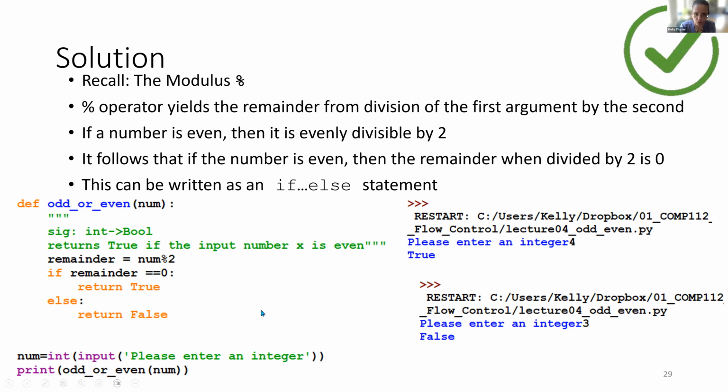So now we have solved the problem. Here we have the rest of the code out in main, right? This is in the function, and this is not in the function, so this is in main. Num equals int input, please enter an integer, and then we're going to print odd or even of number, so it will return true or false, and this print statement will allow us to actually see it. Here we are showing the execution of this. It says please enter an integer, and we get 4, and so this will give us true because in fact that is an even one, and if they entered 3 instead, we would get false.